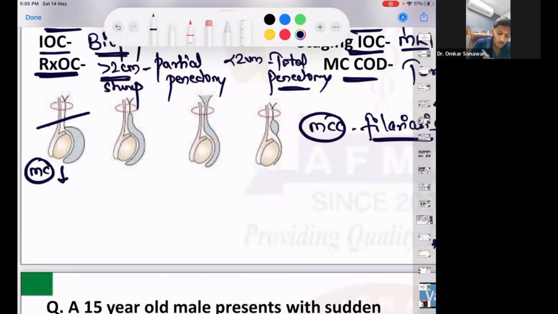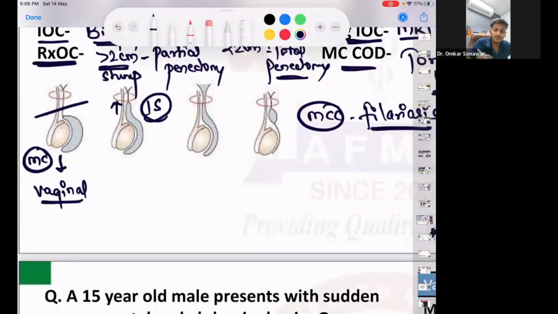It is called the vaginal hydrocele. Most common type of hydrocele is a vaginal hydrocele. But when you see a swelling above the scrotal sac also, so when you see an inguinoscrotal swelling, that means accumulation of fluid in the scrotum as well as in the inguinal canal, then this one is called the infantile hydrocele.